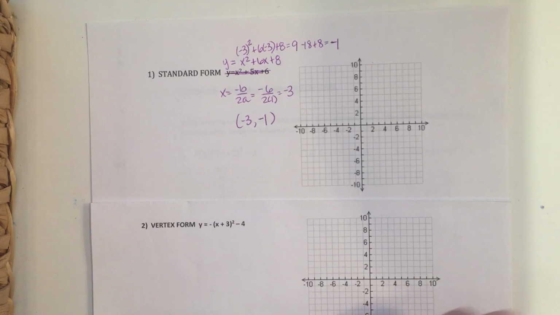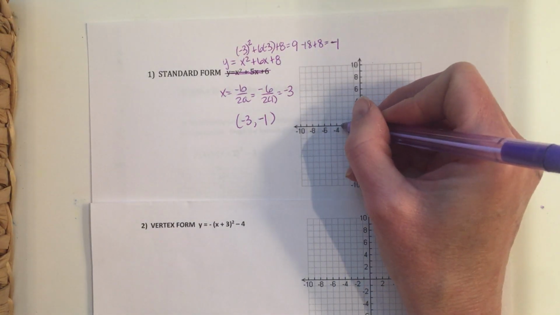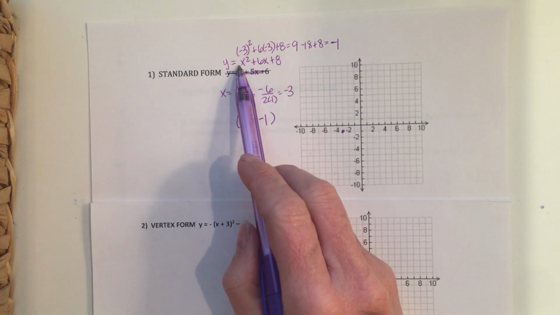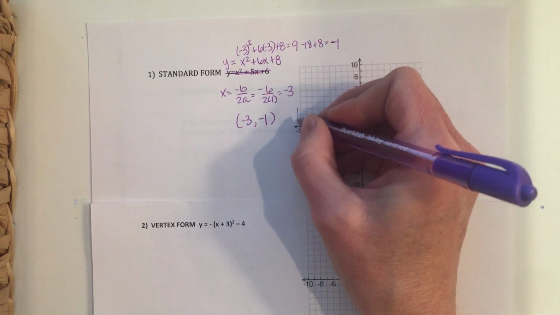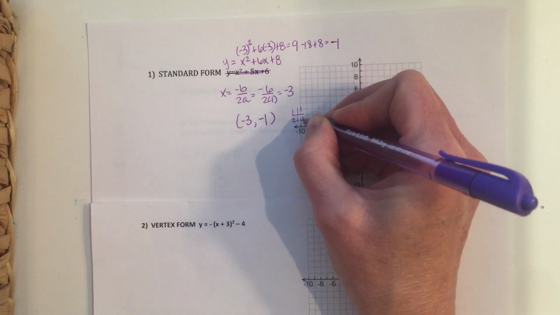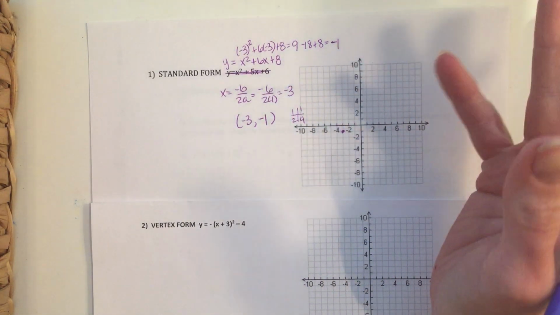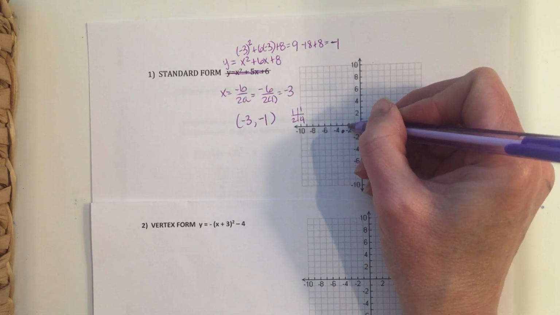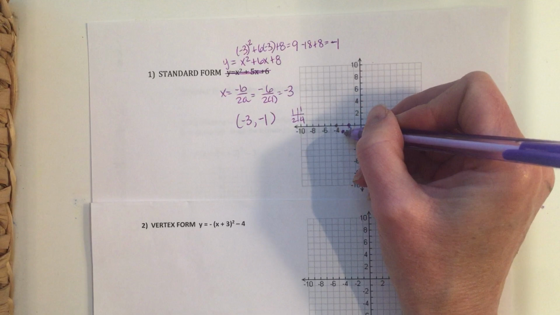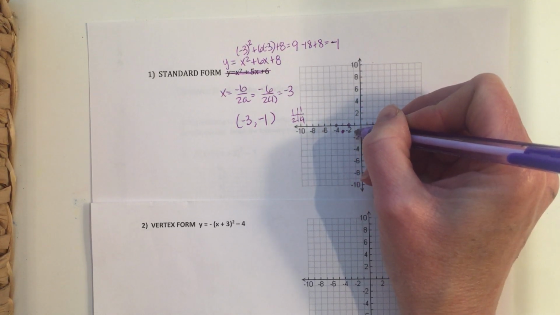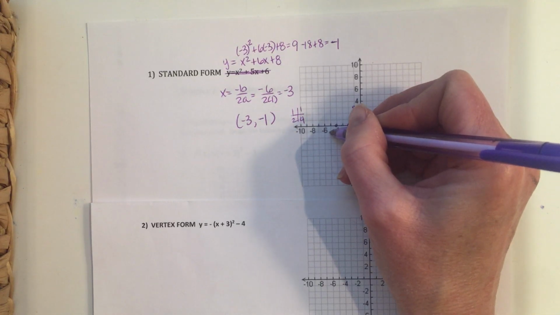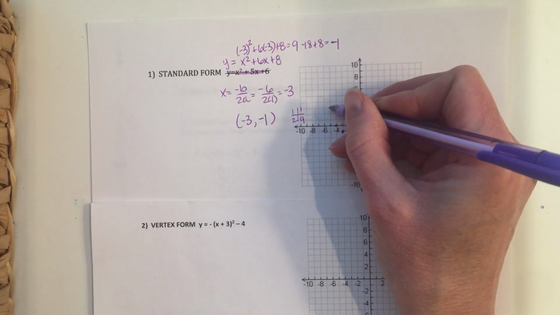So let's go plot that. So I have negative 3, negative 1. In this problem, my a is a positive 1. This graph then will point up. So I'm going to use my movements, my 1, 1, 2, 4, and I will be going up when I do my y values. So 1 to the right, up 1, 1 to the left, up 1. Go back to your vertex, 2 to the right, up 4, 1, 2, 3, 4. And 2 to the left, up 4, 1, 2, 3, 4.